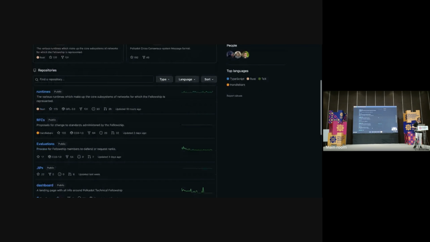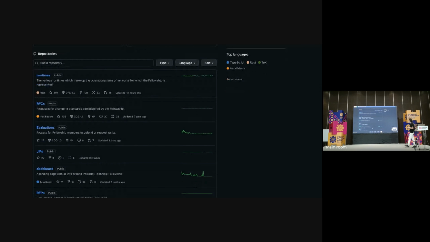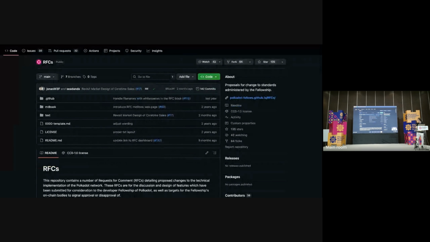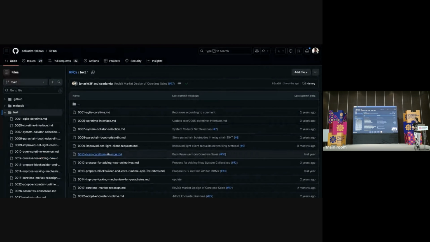There are a few main things of interest in this space. There's the runtimes, as I mentioned. This will be the Polkadot runtime configuration, and this will be the Kusama runtime configuration. And we also have the RFCs. If we take a look at RFCs, we have a bunch of stuff here. There is the manifesto, which essentially outlines how RFCs should be structured, what is the mission behind the whole fellowship. And in the text folder, we have some of the documents describing the designs, so all the different RFCs.